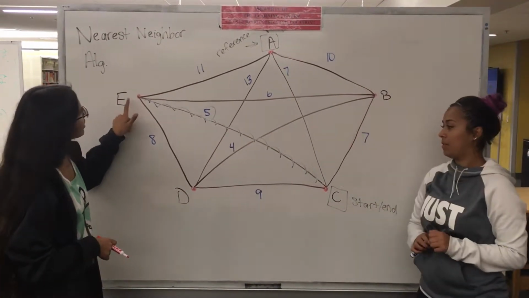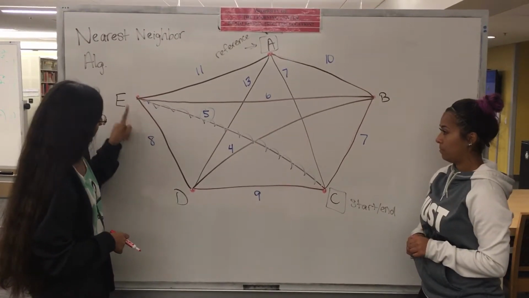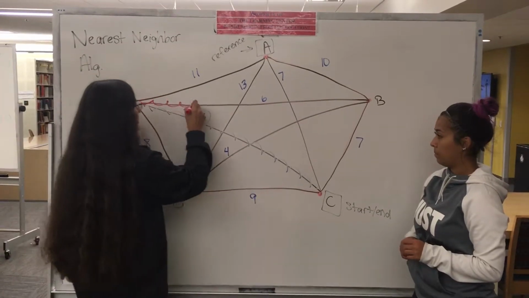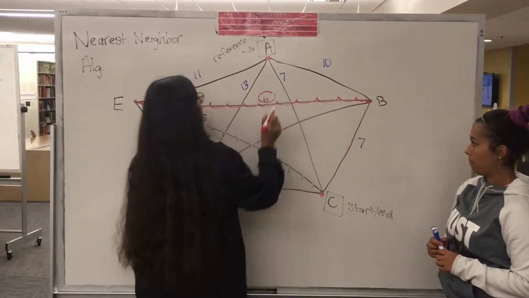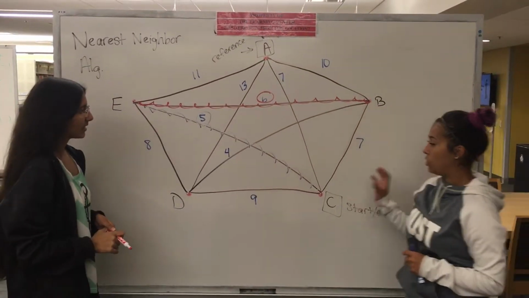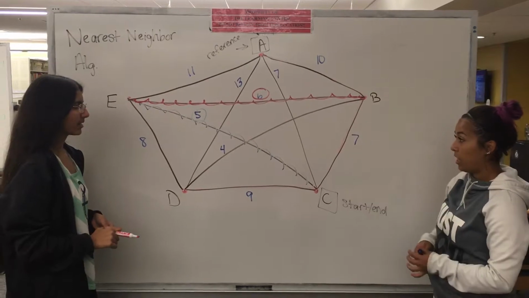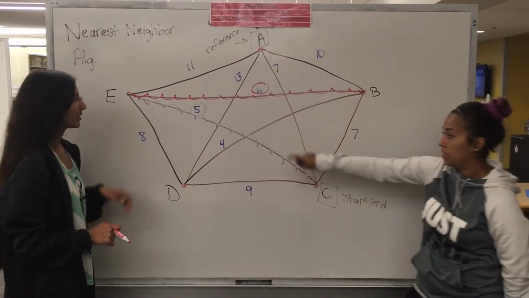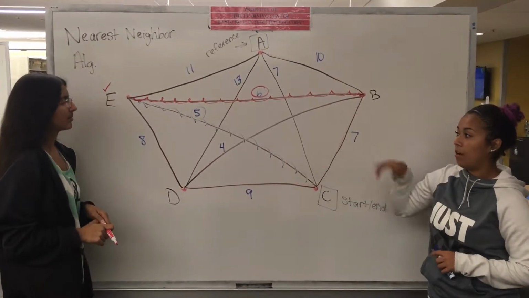E to A is 11, E to B is 6, and E to D is 8. So 6 is the cheapest one. And now we're at B. Also, once you've already gone through an edge, you can't go back through that. So you can no longer use that edge, and you can only touch a vertex twice. So E is now out of the picture because it's already been gone in and out of.